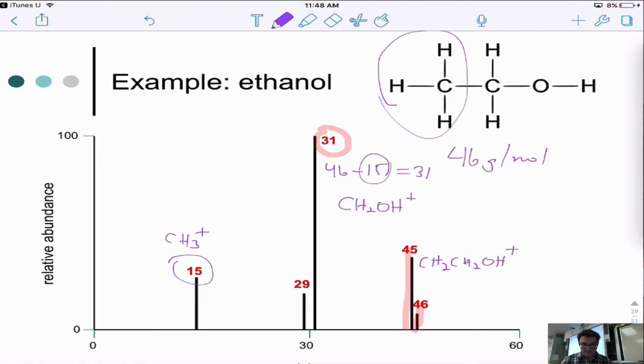Now what could the 29 be? Well, the 29 could be 46 minus 17. So if we do 46 minus 17, we'll get that 29. Now what could weigh 17 that could come off? Well, the OH. And so this fragment right here could be the CH3CH2 positive. It lost the OH. Now notice we don't see the OH fragment here, but this example is showing you ethanol.